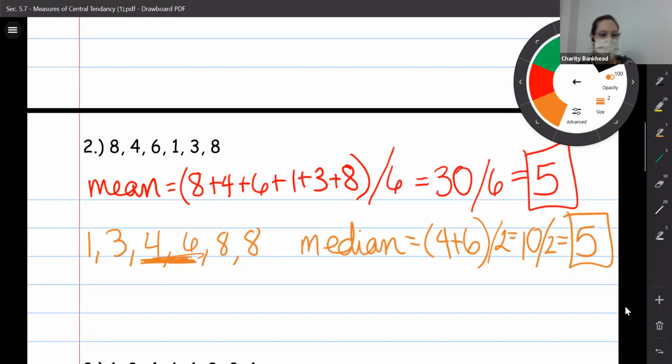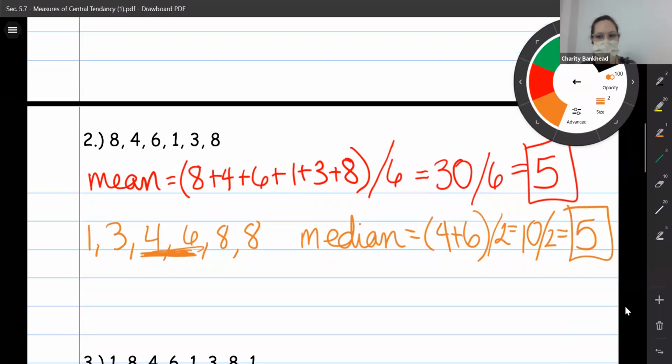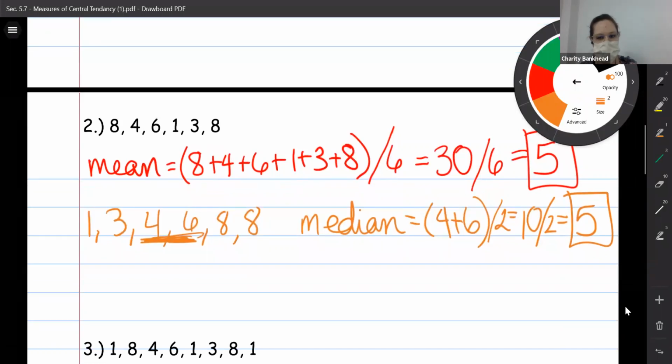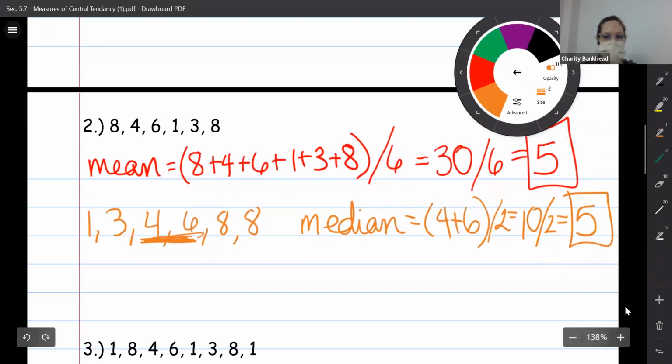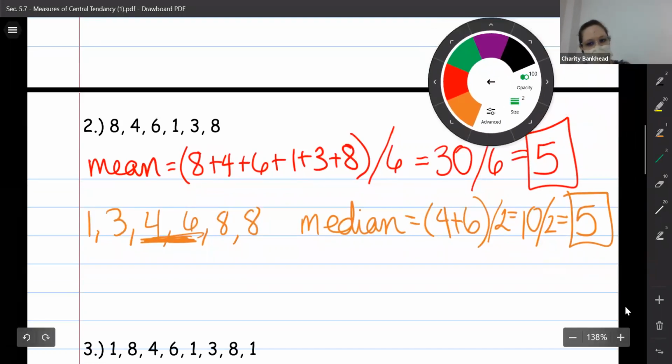So there's 3 numbers that are smaller than the median, and there's 3 numbers that are higher than the median. So there's always the same amount on either side of whatever the median is. And what about the mode for this? That's the only one that's repeated. So the mode is 8.